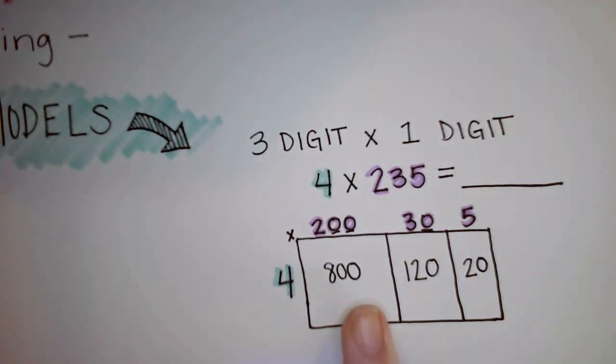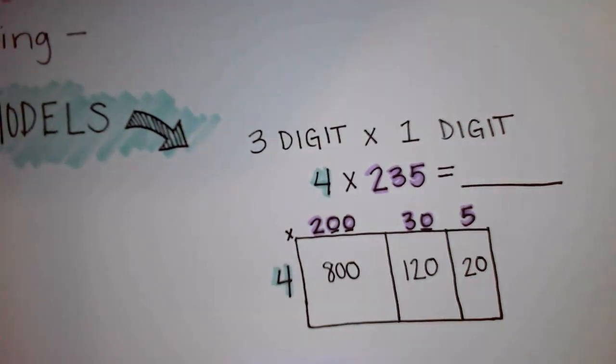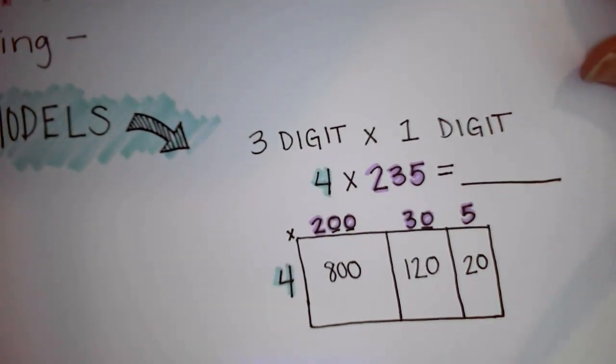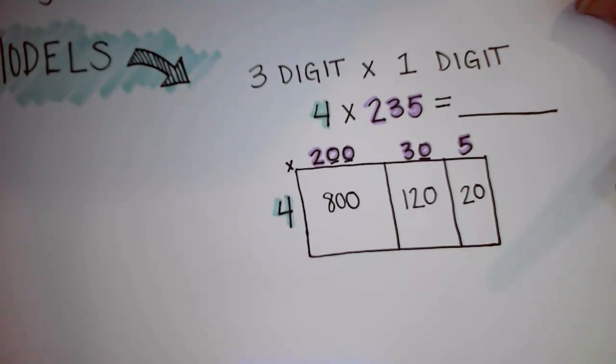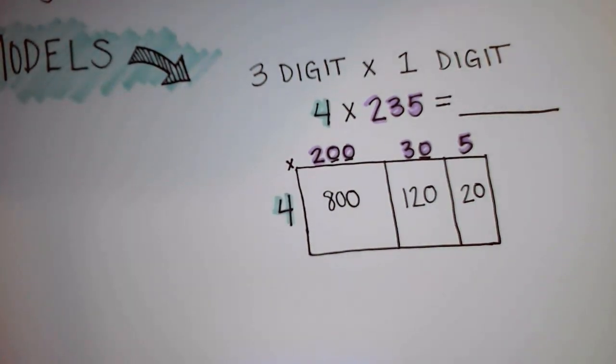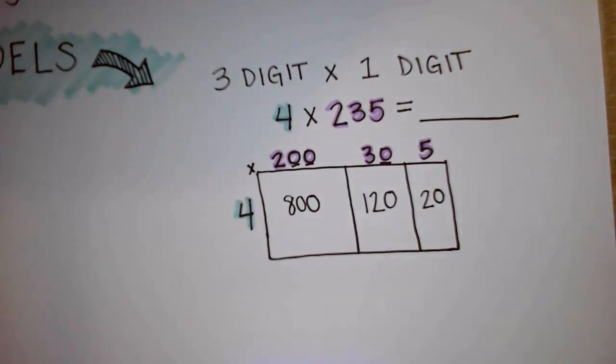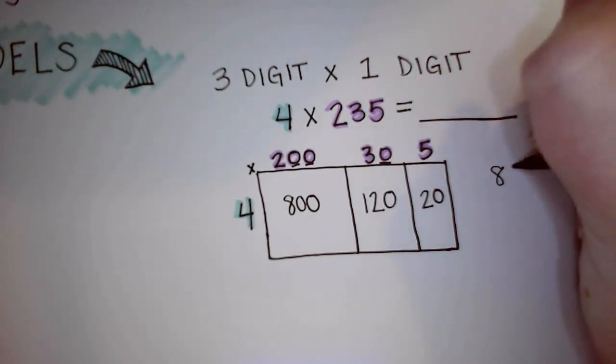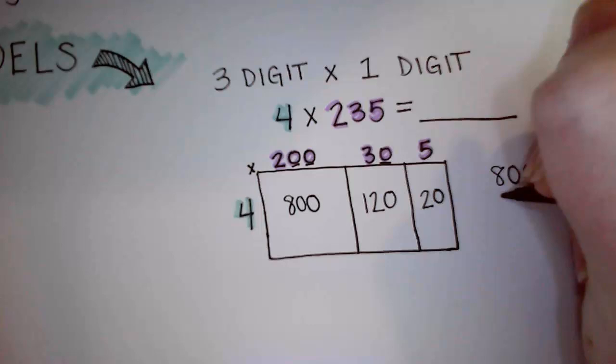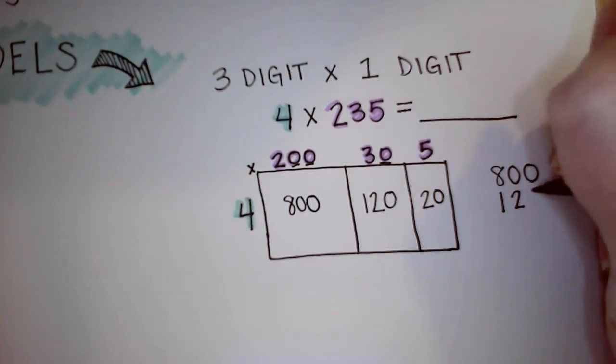Now I have found the area of each section of my rectangle to represent that 4 times 235. Now in order to find my final product, I need to go ahead and add all of those sections together. So I'm going to take the 800, the 120, and the 20, and I'm going to add them together. So we're going to be very careful, of course, when we're lining up our numbers by place value.